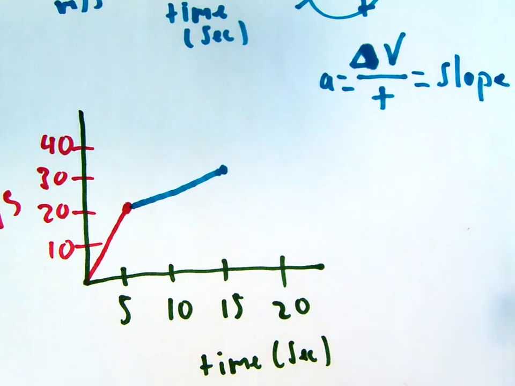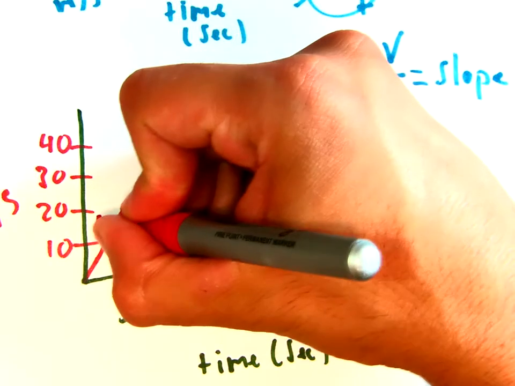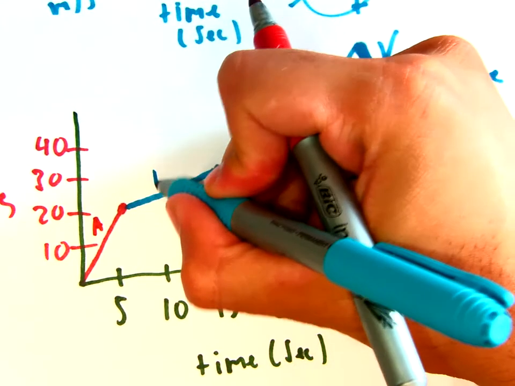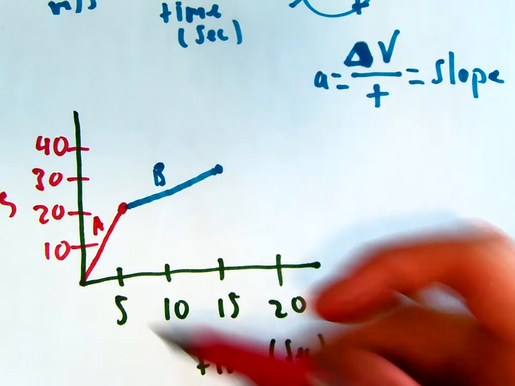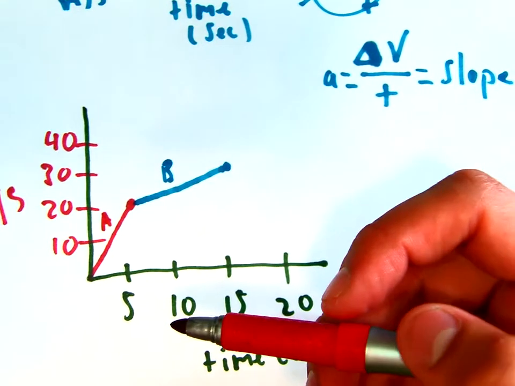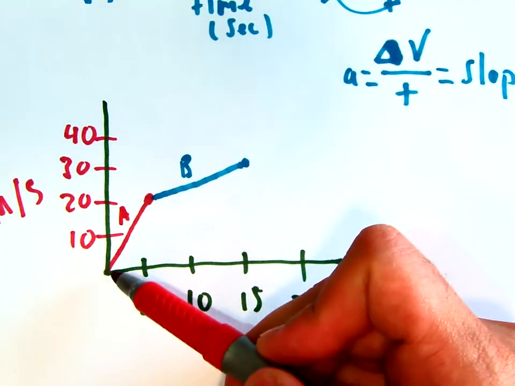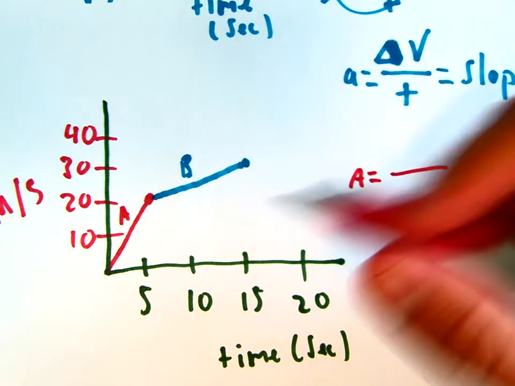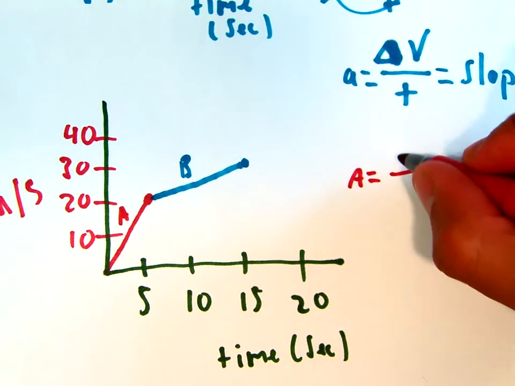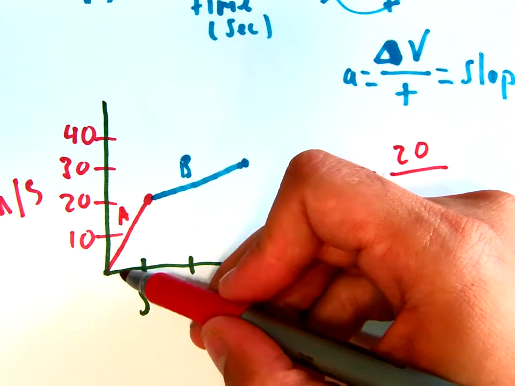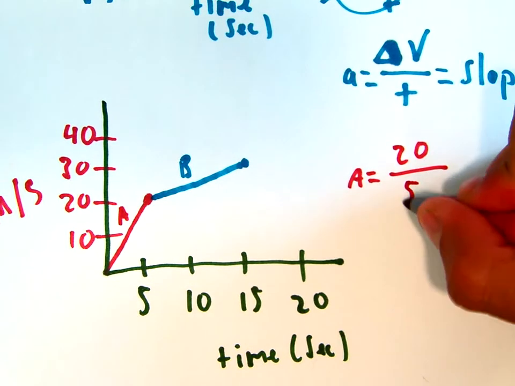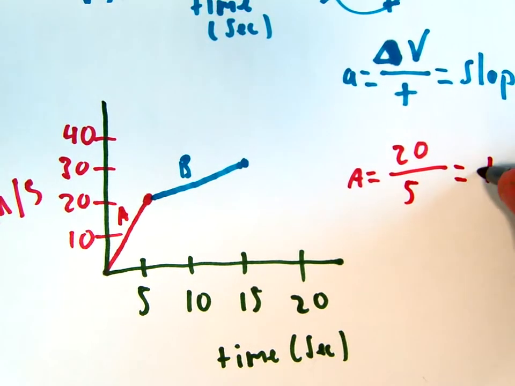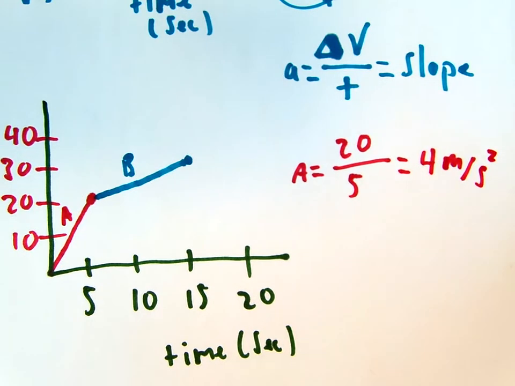Okay, so let's say this was A and then this was B. And I wanted to find the acceleration for them. How fast is my speed changing? Well, for this first one, for part A, my acceleration would be my rise, which was 0 to 20. So it's just 20, divided by my run, which was 5. 20 divided by 5 gives me 4 meters per second squared. Very similar to the other graphs we did. That's why I'm going over it quick, right?